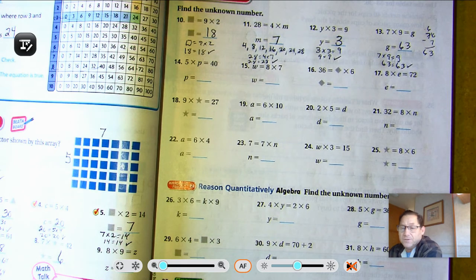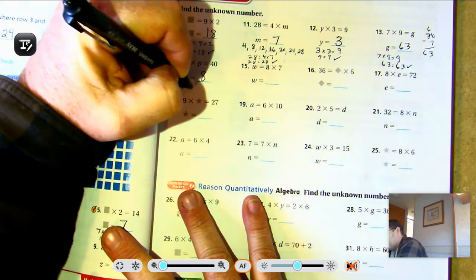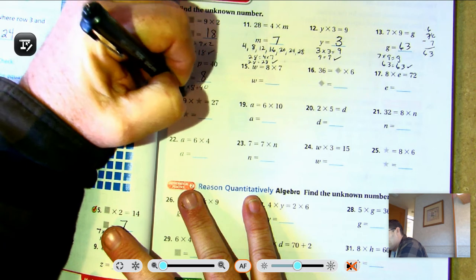5 times some number is 40. Okay, I'm not going to draw an array for this one. In the worst case scenario, I can count by 5s easily to 40. Okay, I know that 5 times 6 is 30. So I need 2 more 5s, which is 10, so that's 8. 5 times 8 equals 40.